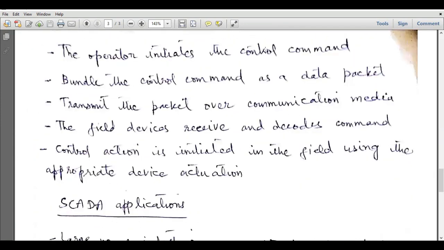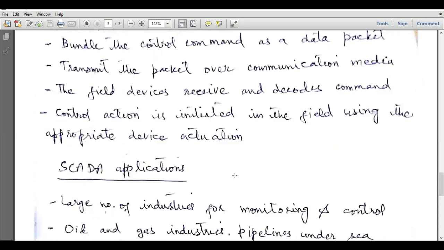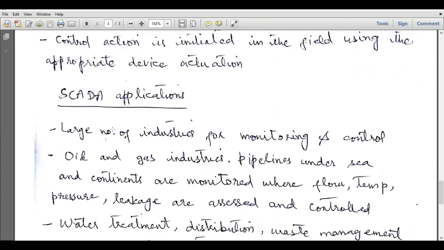So the operator initiates the control command, bundles the control command as a data packet, and transmits the packet over the communication media. The field devices receive and decode the command. Control action is initiated in the field using the appropriate device actuation. So there are applications of SCADA in a large number of industries for monitoring and control.